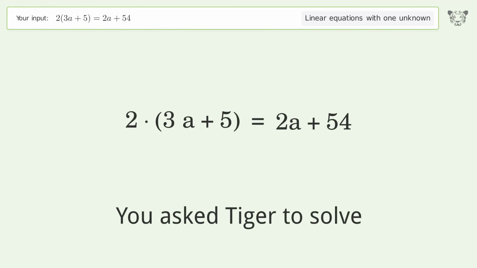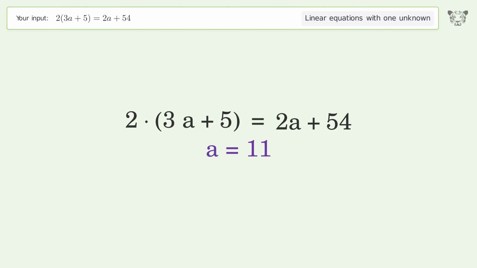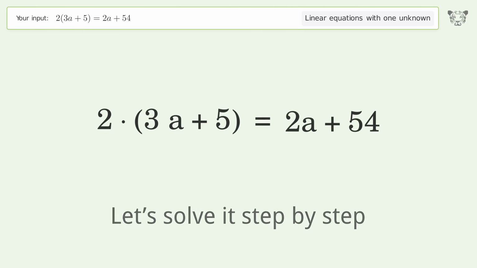You ask Tiger to solve this. This deals with linear equations with one unknown. The final result is a equals 11. Let's solve it step by step.